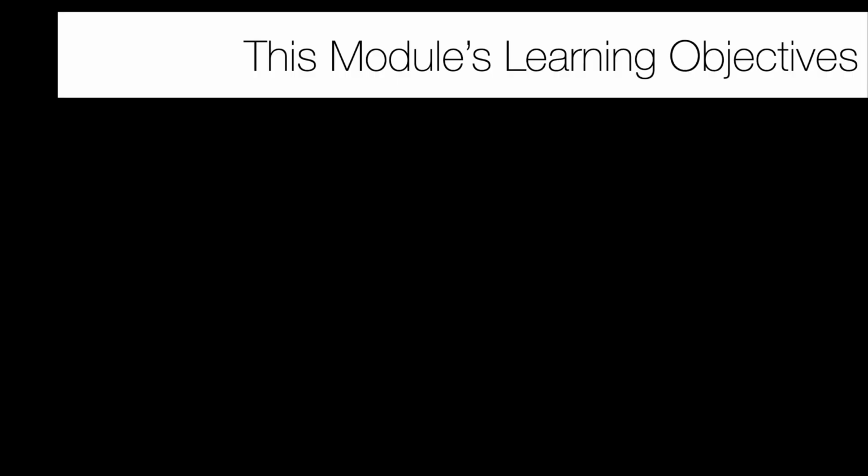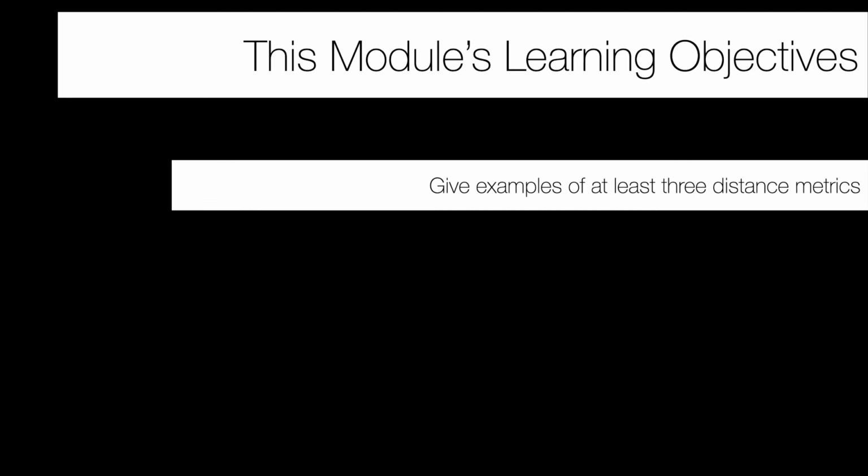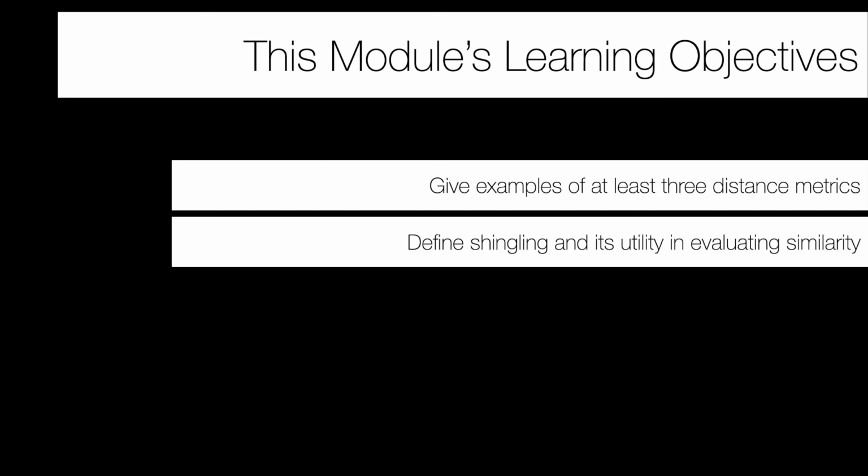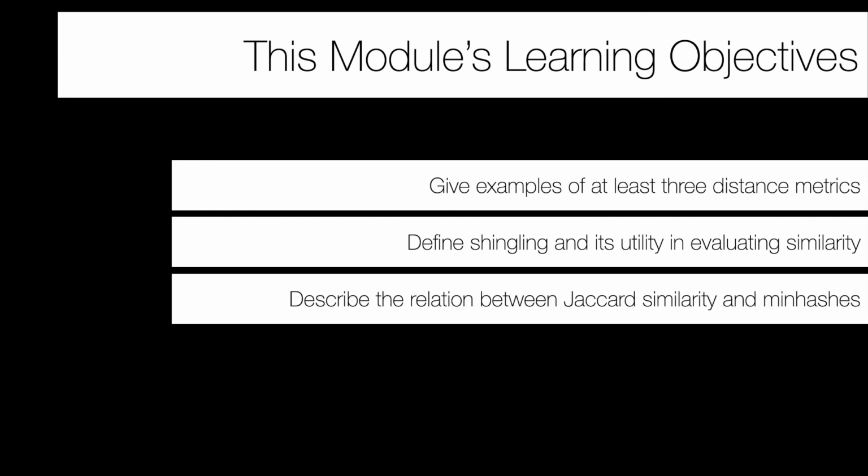That wraps things up for this lecture. The learning objectives here, remember: give examples of at least 3 distance metrics. You should be able to talk about Jaccard similarity or Euclidean distance or cosine similarity or Hamming distance, etc. You should have some sense of what shingling is and why it's useful for the web in particular, converting web pages into the sets that we've talked about. You should be able to describe why minhashes provide an estimate for Jaccard similarity.